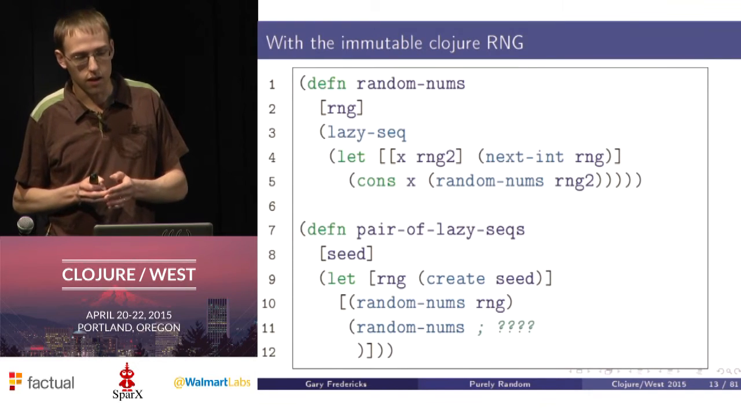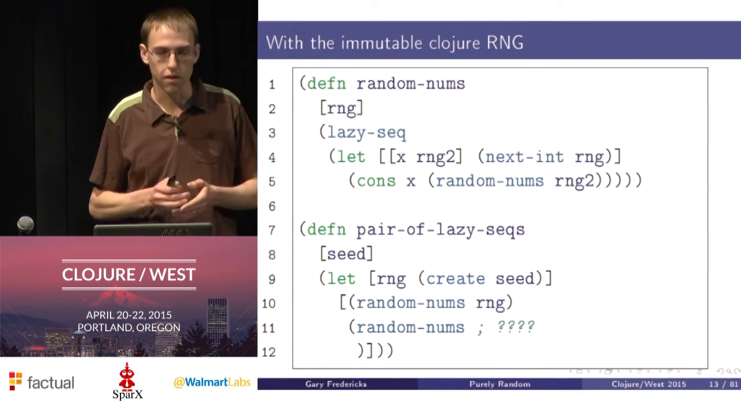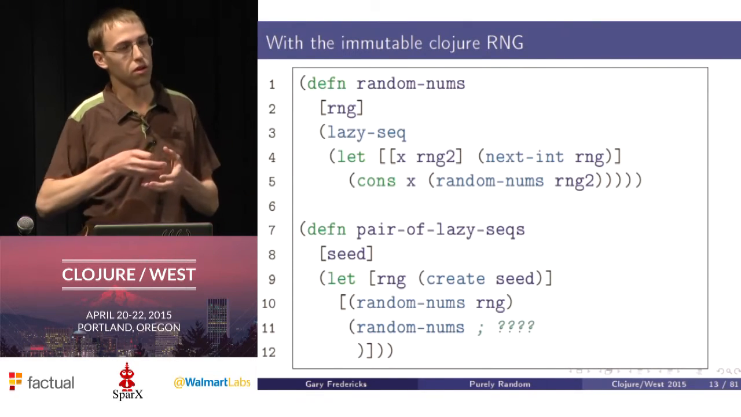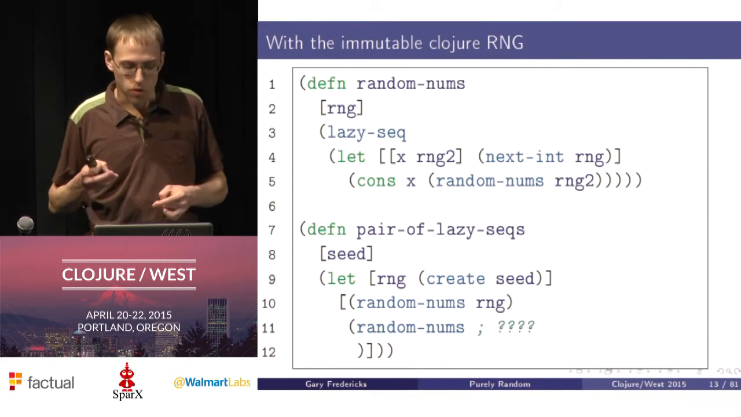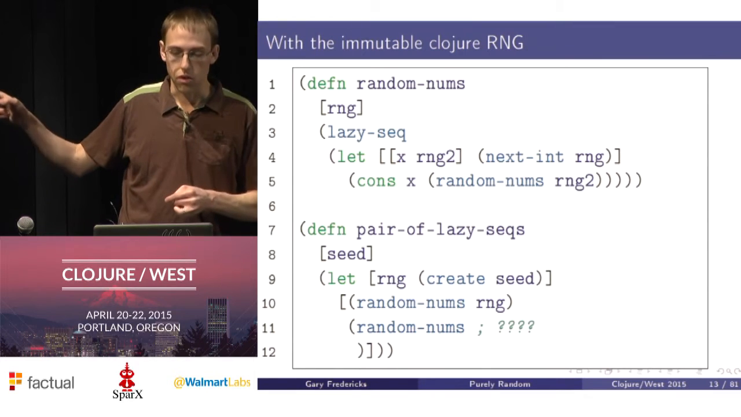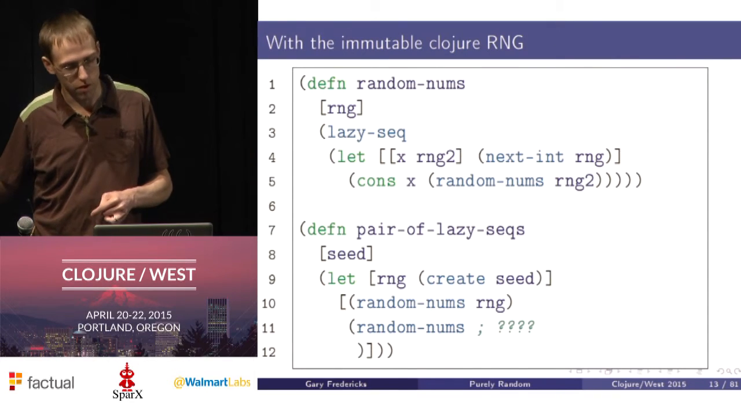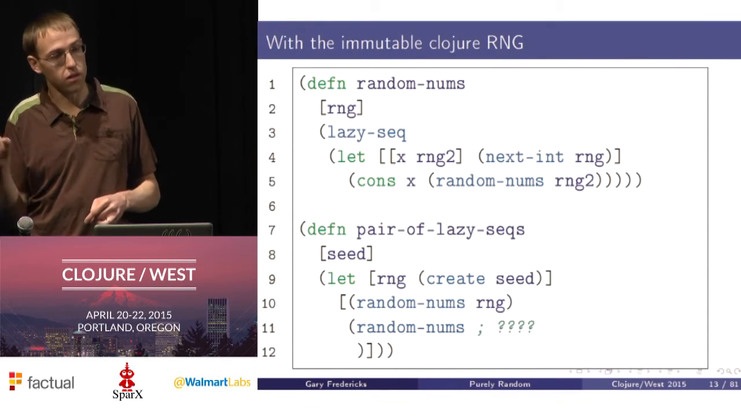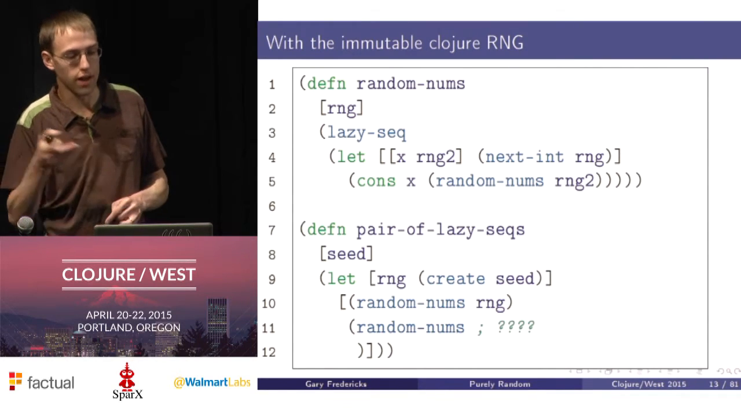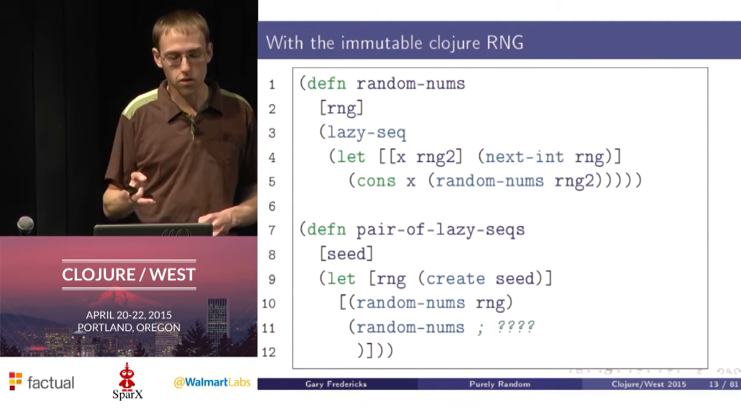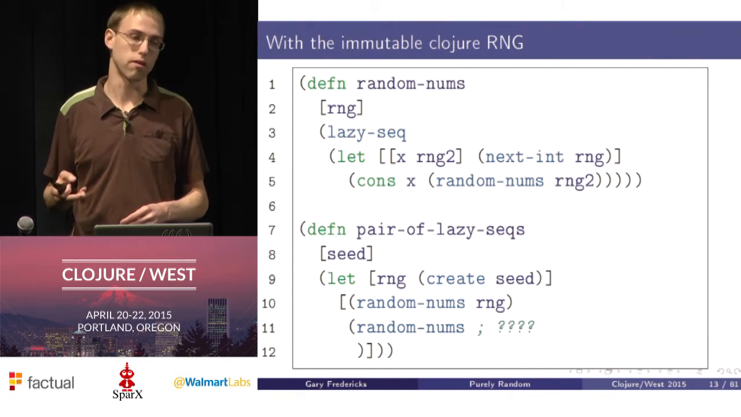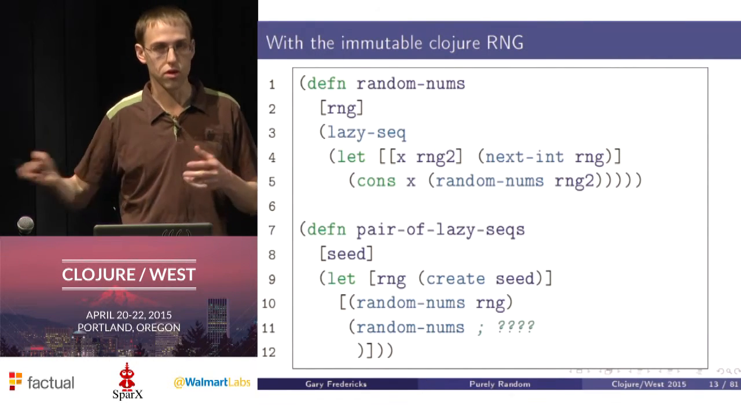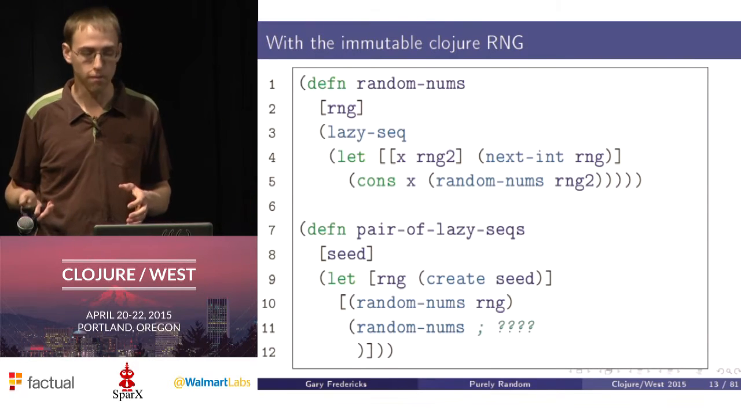We have a helper function up top that will take a single random number generator and return an infinite lazy sequence of random numbers. So the way you write this is on line 4, you call next int with your generator, destructure that pair that you get back into your random number x and your new random number generator, and then construct a list with x and a recursive call to random nums using the new random number generator. This works fine. You can actually generate an infinite list of random numbers this way.